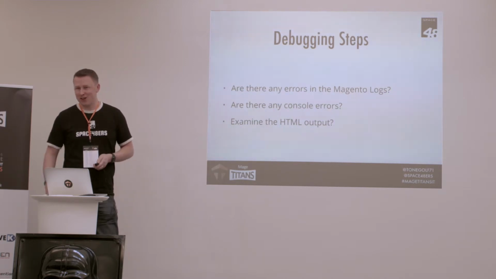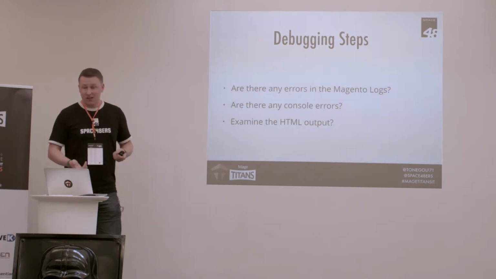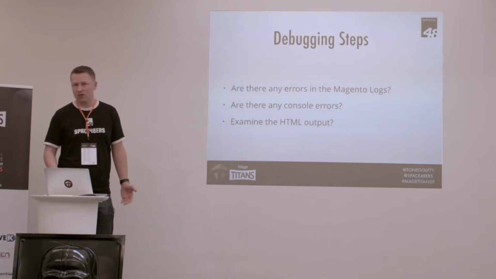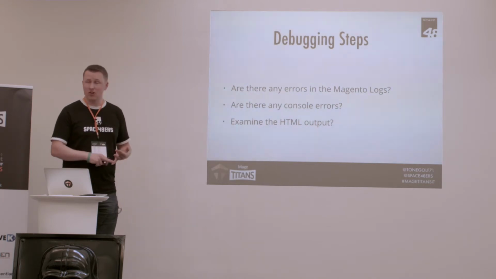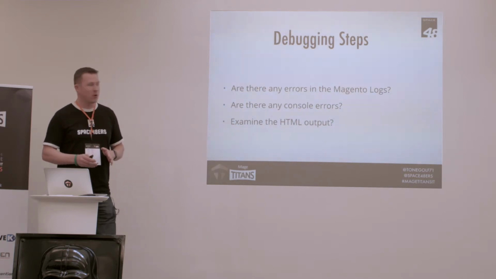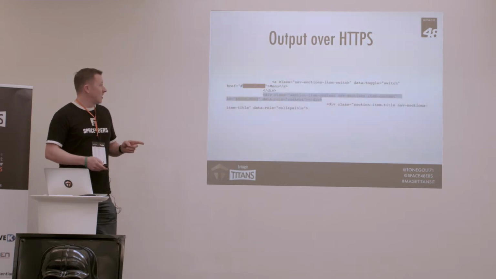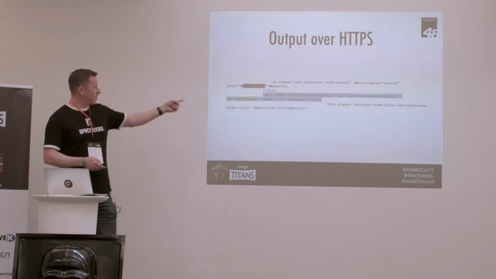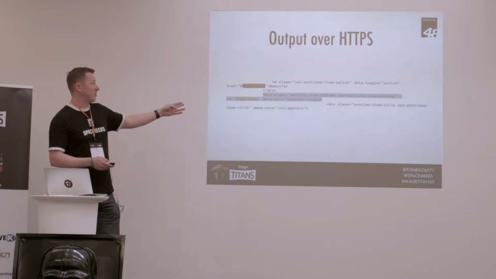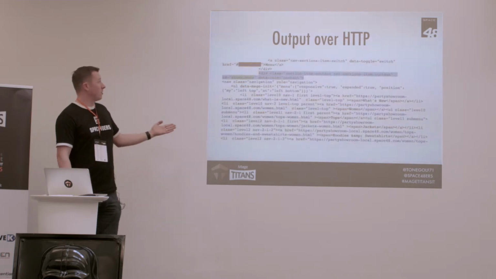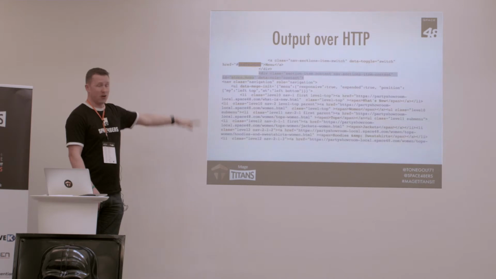So back to trying to solve the problem. The next step was looking for errors. Is there anything obviously wrong? Have I configured something wrong? There were no errors in the Magento log. There was nothing in the console, so it didn't look like any kind of JavaScript problem. So I actually looked at the HTML output. The menu doesn't appear to be there, but is it really not there? It's really not there. We can see the div here is an empty div where the menu is supposed to be when I was looking at it over HTTPS. But over HTTP, we see a different story. We've got the div there with all the menu content.